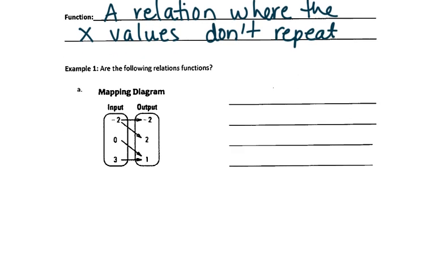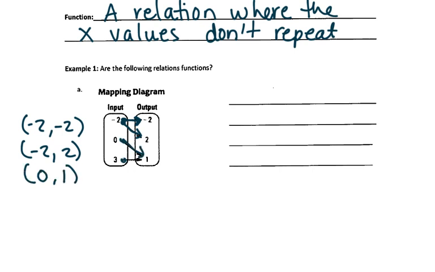What I like to do here is I like to first list out my points. So my first point is -2, -2. I got that because I was here and I went to the -2 in the output column. Then I go to my second arrow, which is -2 to +2. So I write that down. Then I go from 0 to 1, so 0, 1. And then from 3 to 1, which is going to be 3, 1.